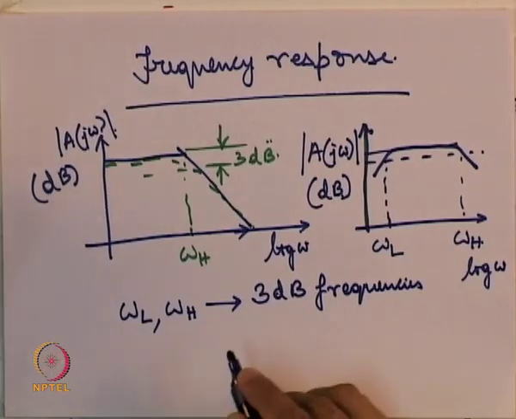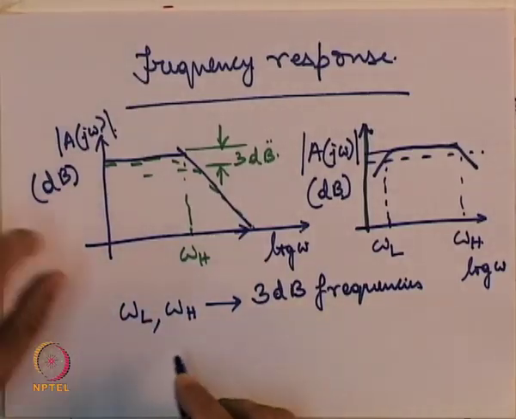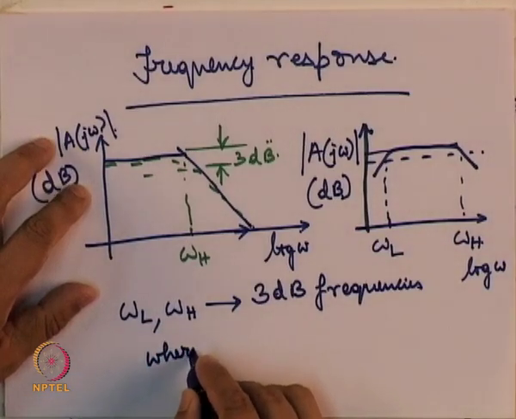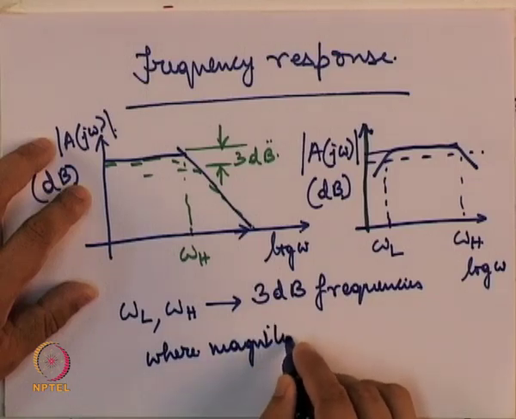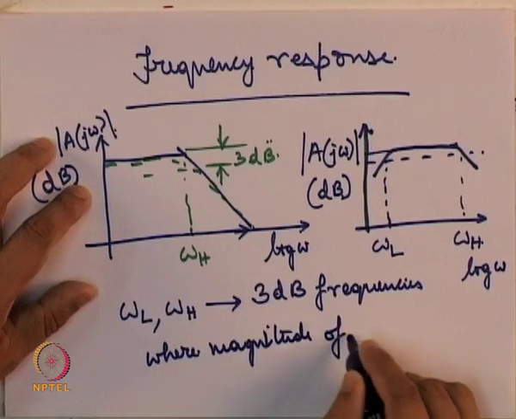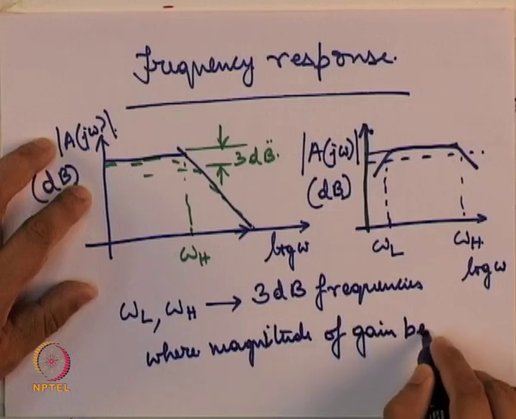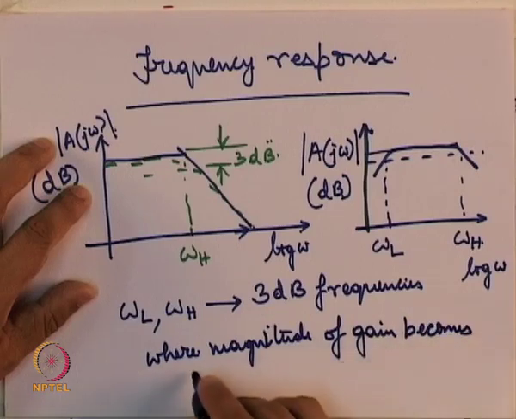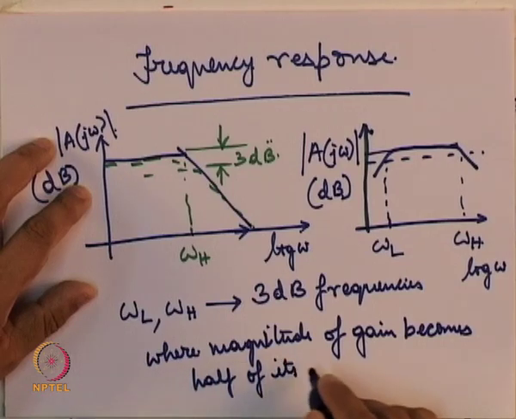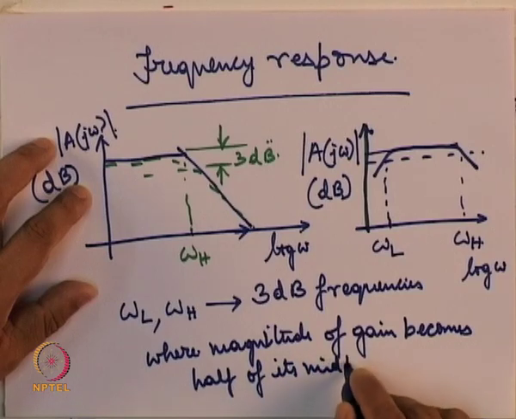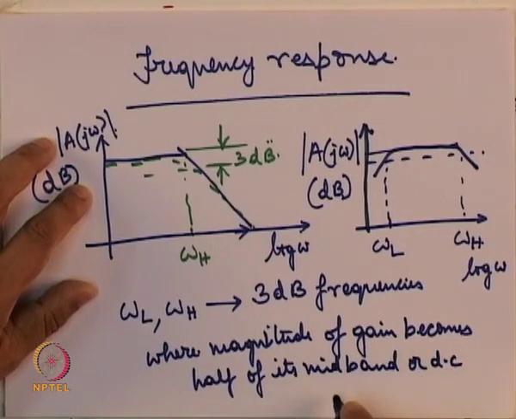What is the meaning of a 3 dB frequency? A 3 dB frequency means that frequency where the magnitude of gain becomes half of its mid band or DC value.